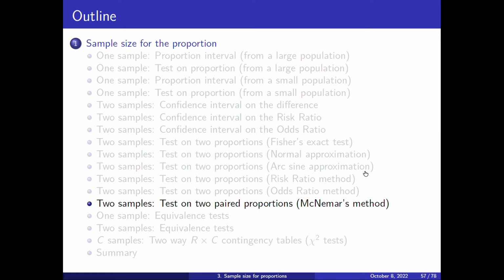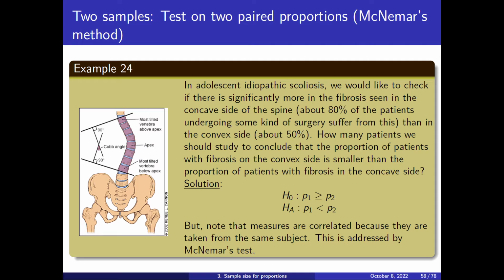In this last video of this lecture, we will see the last group, that are the more advanced cases, in which we will analyze paired proportions. That is called McNemar's method. And we will see also equivalence tests and the analysis of two-way contingency tables. Okay, so let's see this example.